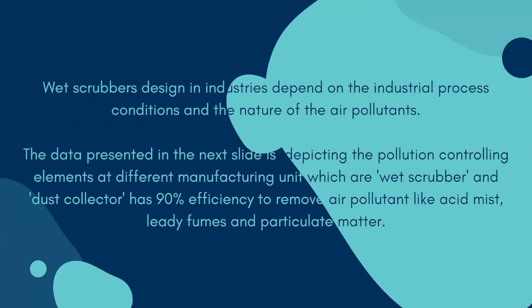Wet scrubbers can remove particulate matter by capturing them in liquid droplets. If the gas stream contains both particulate matter and gases, wet scrubbers generally remove both pollutants. Wet scrubbers designed in industries depend on the industrial process conditions and the nature of the air pollutants. The data presented in the next slide depicts the pollution controlling elements at different manufacturing units, which are wet scrubbers and dust collectors that have 90% efficiency to remove air pollutants like acid mist, leady fumes, and particulate matter.